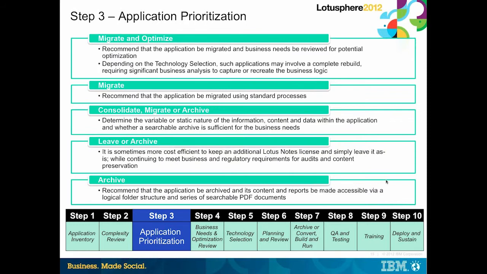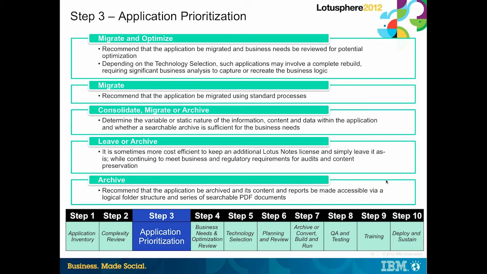We then go in and look at the matrix and the application prioritization. Migrate and optimize is going to be a subset of your applications that you want to move forward. There are also going to be applications that will just migrate as is. They may have a little bit lower business priority.